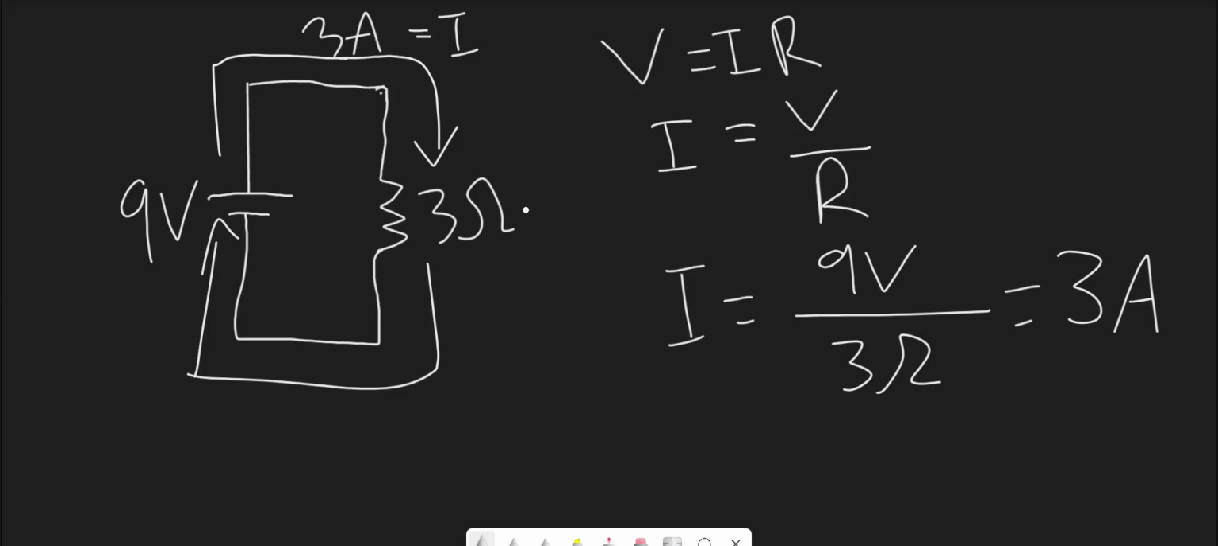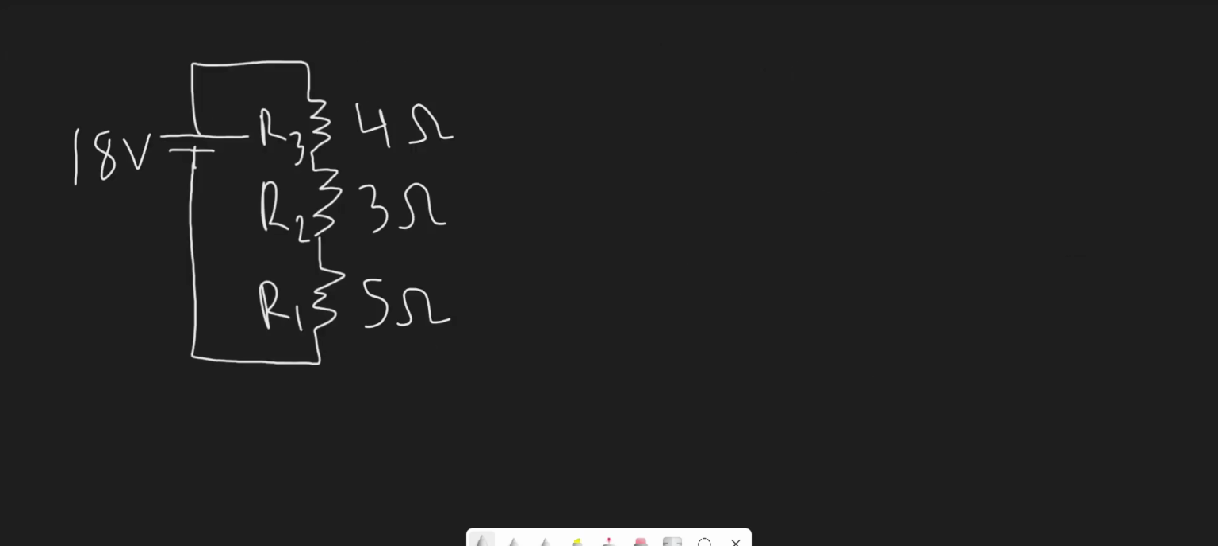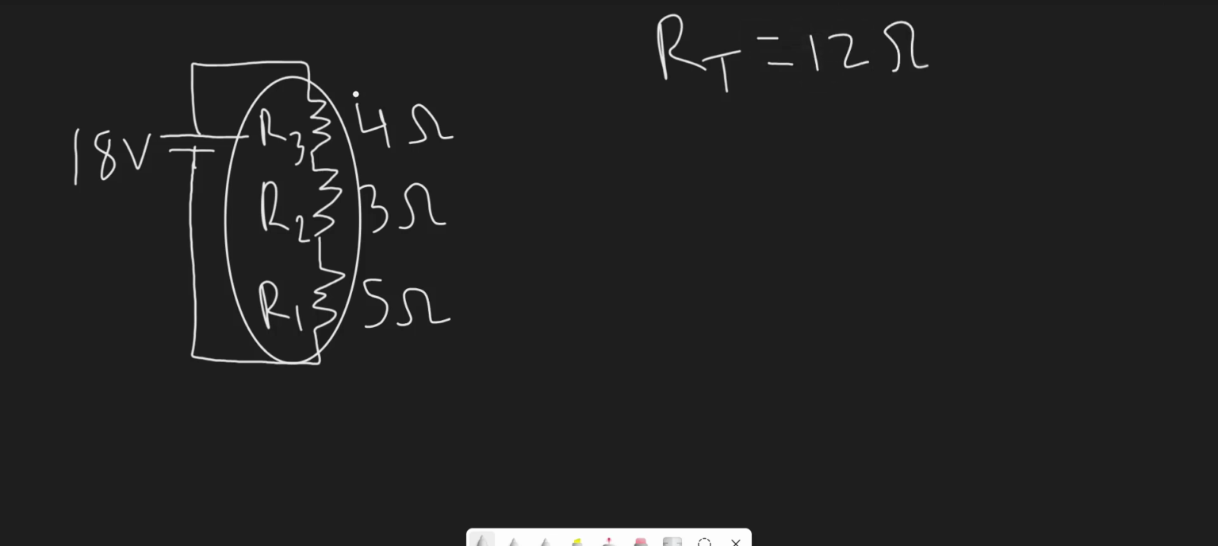Now moving on to our next example. So here's another example of a series circuit with multiple resistors in series. As you can see here, we have 3 resistors, which I labeled R1, R2, and R3, and they each have their own resistance value. So to find the total resistance, it's simply the sum of all these. So the total resistance is simply 4 plus 3 plus 5, which is going to be 12 ohms as our total resistance. And once we have that, we can use Ohm's law once more.